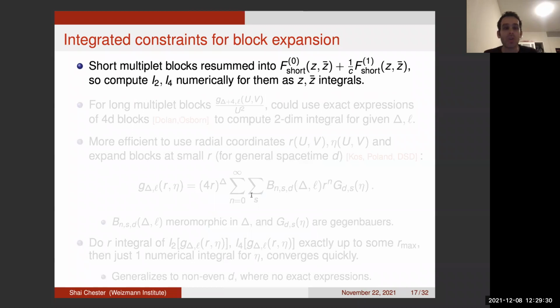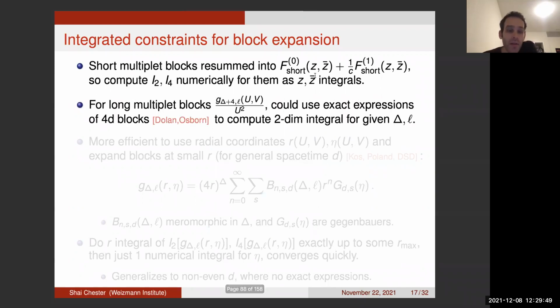Okay, so in more detail, recall that the block expansion included the short components, which you could resum into these exact functions, as well as the more non-trivial long components. For the short components, because you just have an exact function and it depends on C very simply, you can just do the integrals of them once and for all to get some number. That's very simple. The thing which is way more subtle is the long multiplets, because for those you don't know the value of delta. I guess you know the value of spin, but you don't know delta.